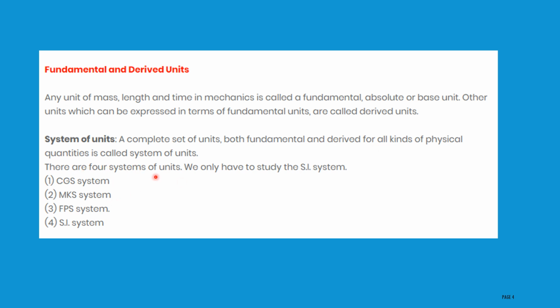There are four systems of units. We only have to study the SI system. First one is the CGS system, second is the MKS system, third is the FPS system, fourth is the SI system. This fourth system is very important. The SI system of units we have to study in detail.